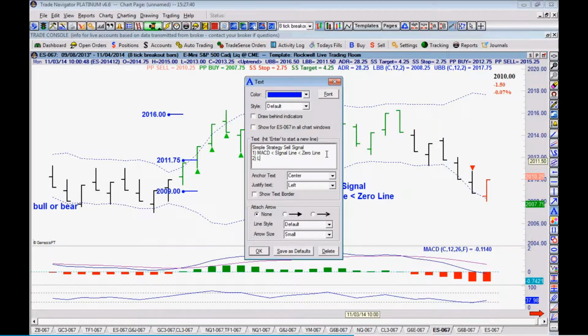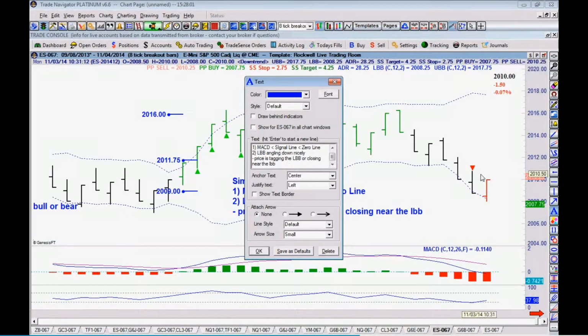The second thing we want to see is that the lower Bollinger Band is angling down nicely. And here we see that the lower band is angling down. The next thing, though, is that price is tagging the lower Bollinger Band or closing near the lower Bollinger Band. Now, right now, it appears as though this bar is going to close higher, but we don't really know that this is going to be the case until the next bar actually opens.